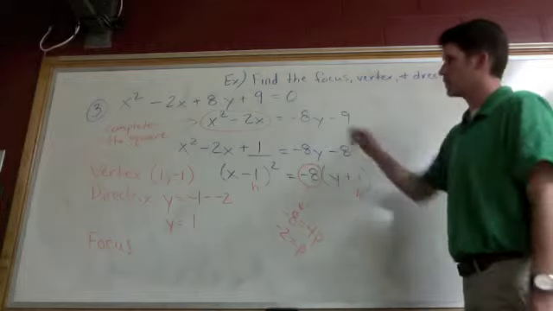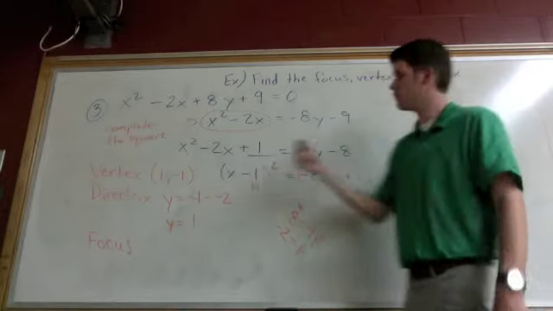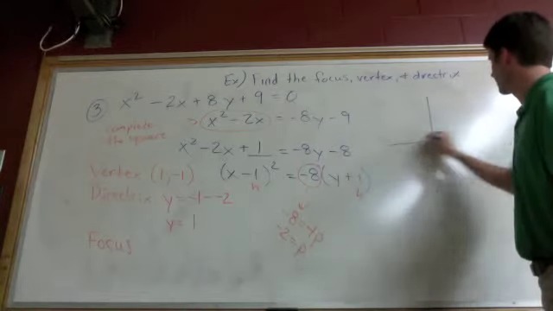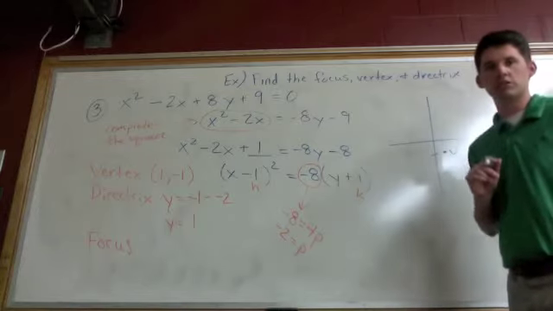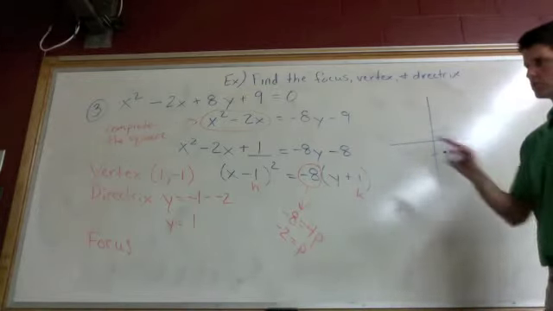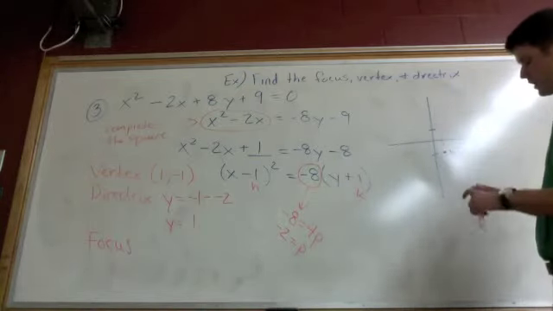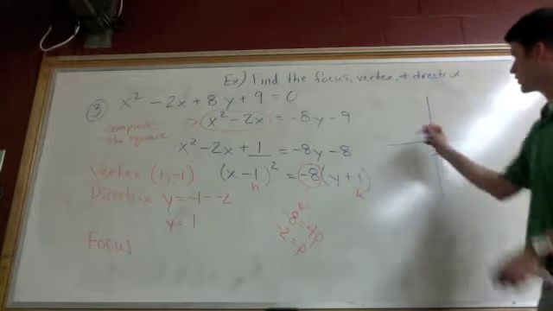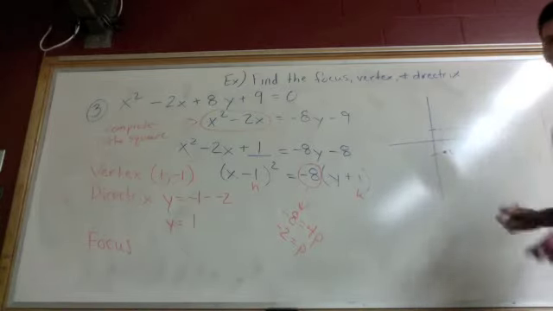So if we notice, we can start with our vertex and plot that point, which would be 1, negative 1. I'll label that as a V just to represent our vertex. The second thing we can plot is going to be our directrix. So that's at an equation of y equals 1. So we have to go up 1 on our y-axis. It's a horizontal line, so we're going to plot that horizontal line, which would have an equation y equals 1.